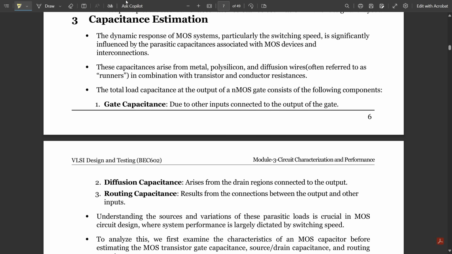In this video, we are going to discuss capacitance estimation. Okay, so now let us see this capacitance estimation. The dynamic response of MOS systems, that is metal oxide semiconductor, particularly the switching speed, is significantly influenced by the parasitic capacitances associated with MOS devices and interconnections. These capacitances arise from metal, polysilicon, and diffusion wires, often referred to as runners. Okay. So what are these runners? These runners are basically the capacitances.